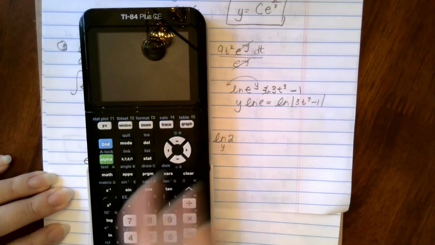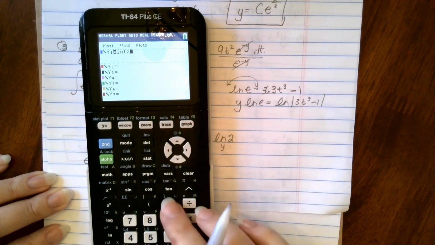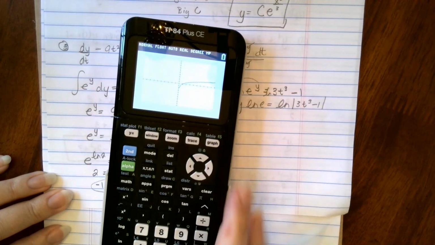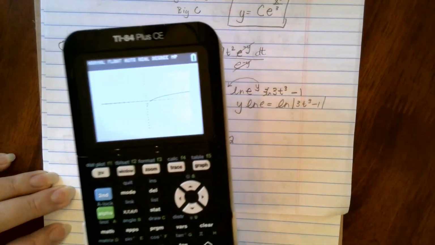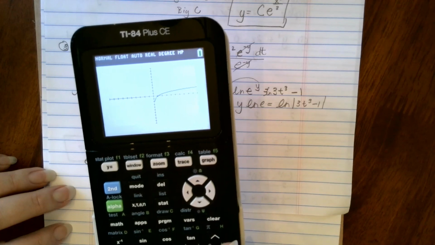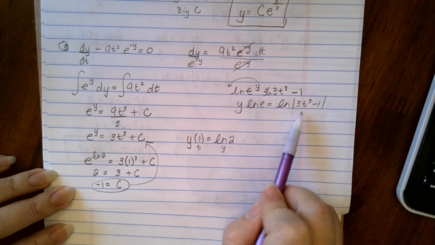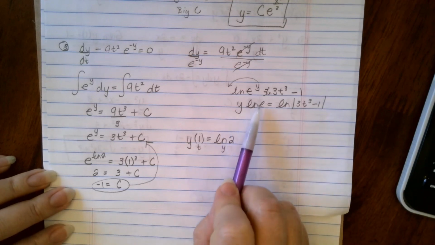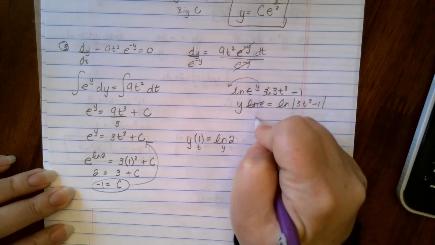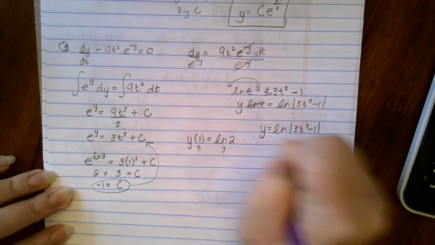The reason we can't is because if we look at the graph of ln x, the x's are not negative. Hard to see. There we go. So you don't have any negative x's when you're doing the graph of ln x. So that's why the absolute value. Now, what is ln e? Remember, ln e is just 1. So that's going to go away, and you end up with y is equal to the ln of 3t cubed minus 1.